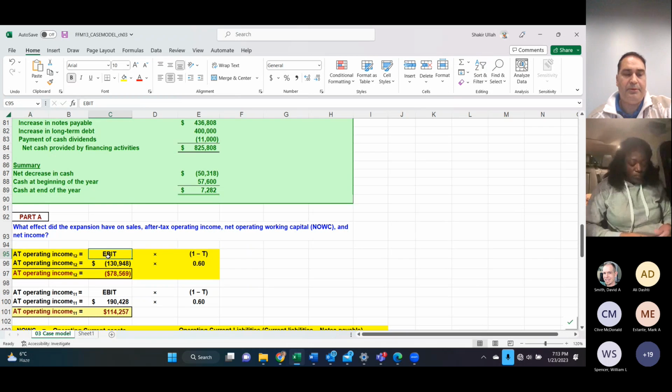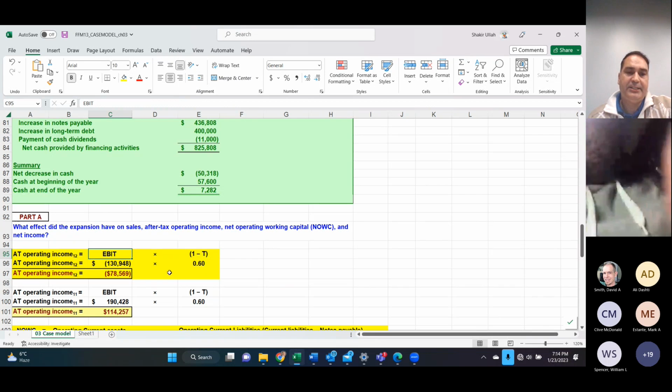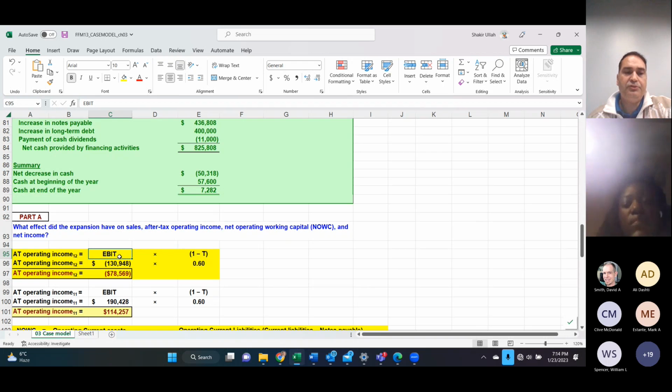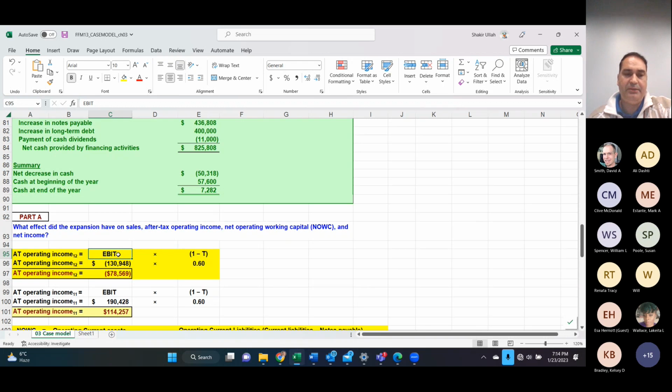So this EBT number on the income statement is what we call the operating profit. And when we multiply this with 1 minus t, that will be the after-tax operating income. In other words, when we remove the tax amount from the EBT, we get the after-tax operating income. In most cases in finance or accounting, we multiply EBT with 1 minus t, and that straight away gives us the after-tax operating income. That means this number is after we remove the taxes.